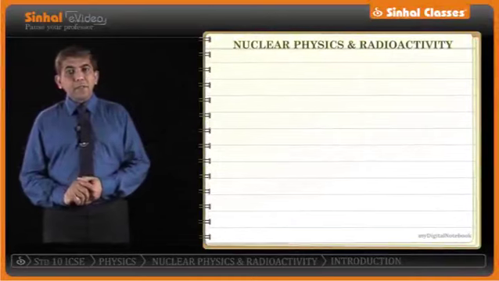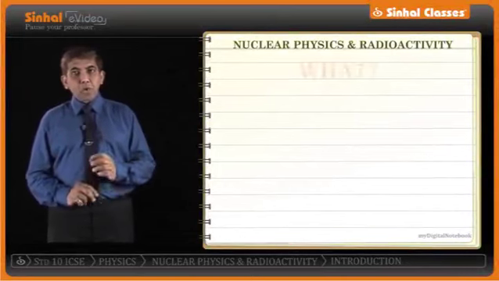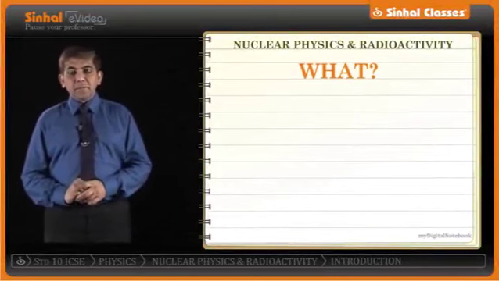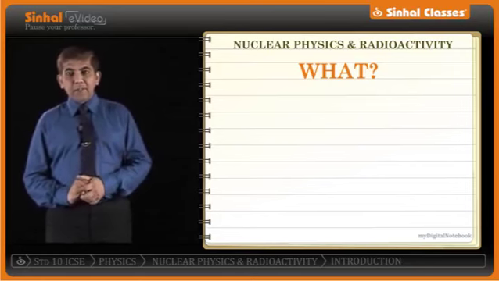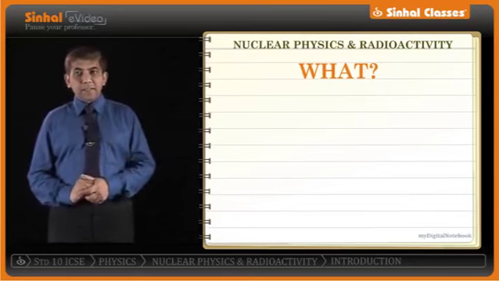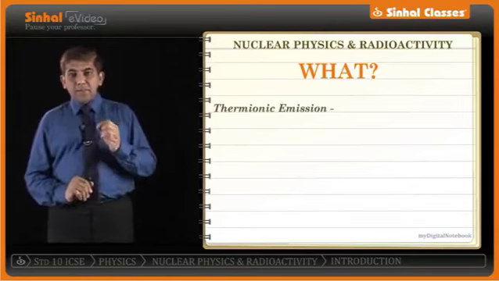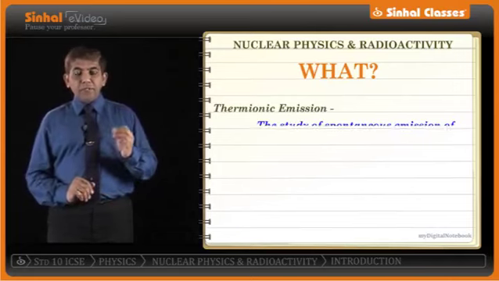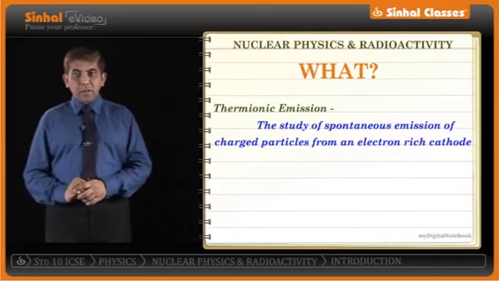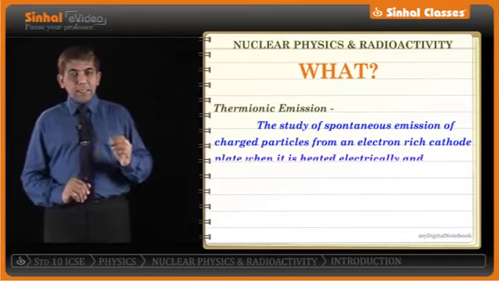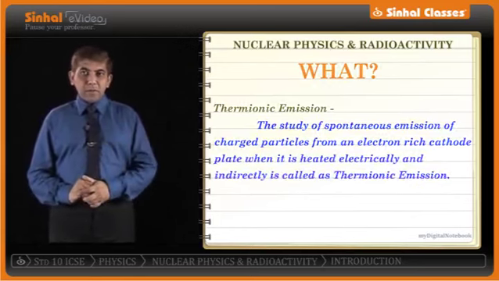Let's consider the next chapter, which is on thermionic emission and radioactivity. What exactly is thermionic emission? This particular branch of physics deals with modern solid-state physics and also has semiconductor devices in it. Thermionic emission is the spontaneous emission of charged particles from an electron-rich cathode plate when it is heated electrically and indirectly.